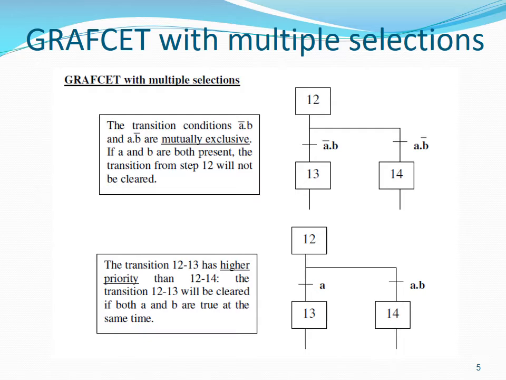The second graph set shows the case when one of the transitions has a higher priority than the other. In this case, the transition from 12 to 13 has higher priority than the transition from 12 to 14. The transition from 12 to 13 will be cleared if condition A is satisfied irrespective of the state of condition B. The transition from 12 to 14 will only be cleared if both the conditions A and B are satisfied.